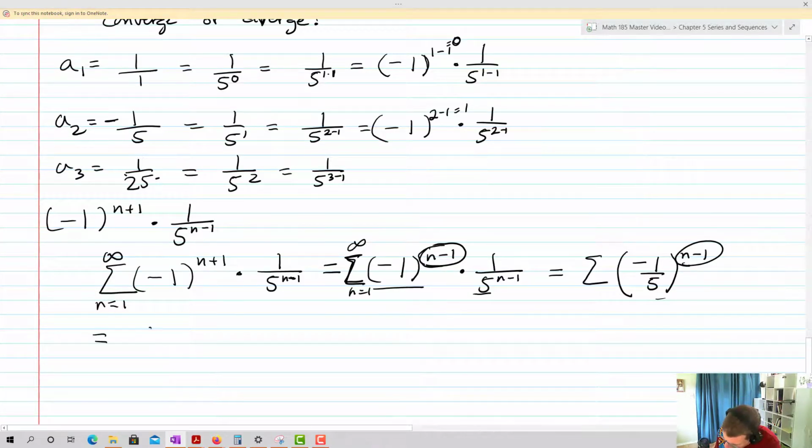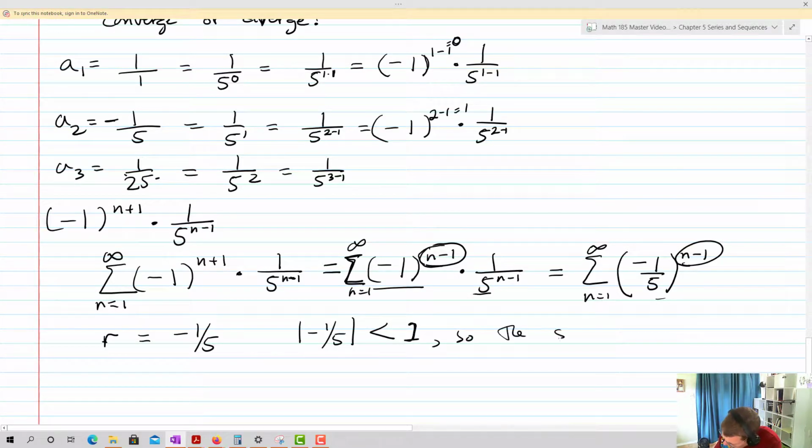So this will equal the sum, well, that's actually all of it, from n equals 1 up to infinity. Now our r is going to equal negative 1/5, and the absolute value of negative 1/5 is in fact less than 1. So the series converges, because it's geometric. See that? That's by definition a geometric series. So the series converges.